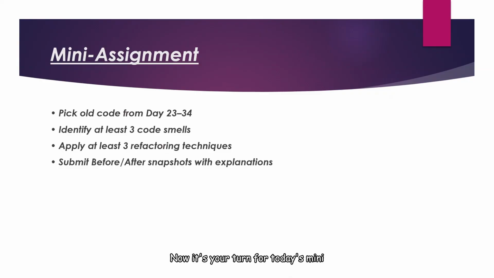Now it's your turn for today's mini assignment. Pick any code you have written during days 23 to 34, maybe your parking lot system, elevator system, or Splitwise flow. Analyze it carefully. Identify at least three code smells. Then apply at least three different refactoring techniques we discussed today. Finally, submit before and after snapshots, along with a small paragraph explaining your choices. This assignment will build your instincts to recognize and improve code even without being told exactly what's wrong.